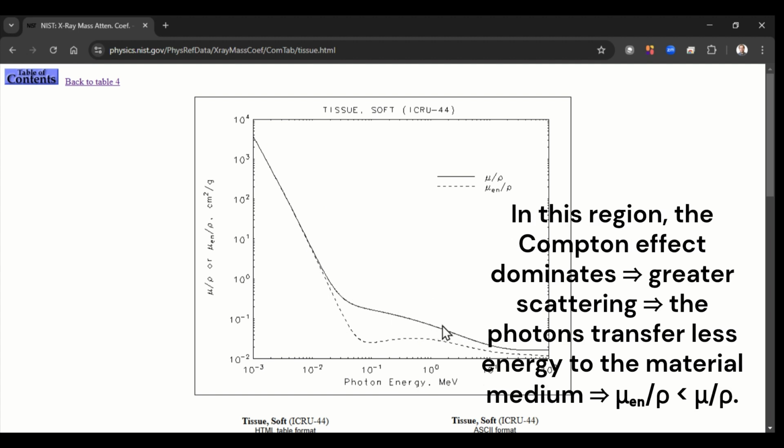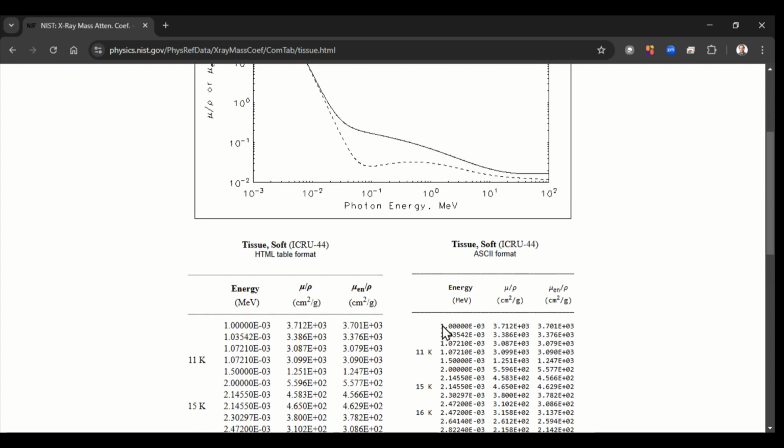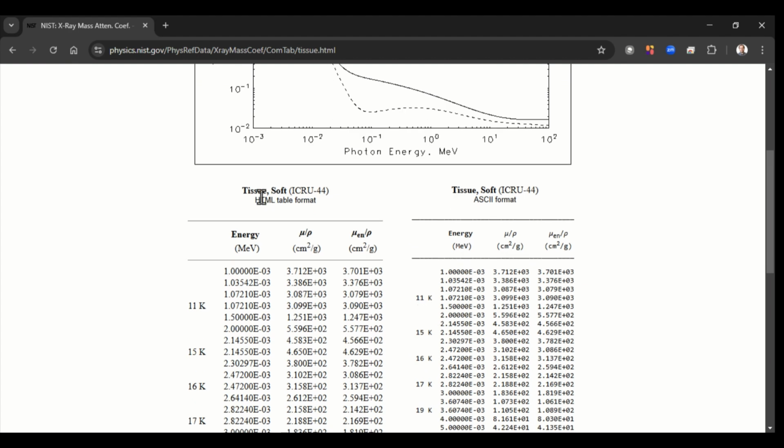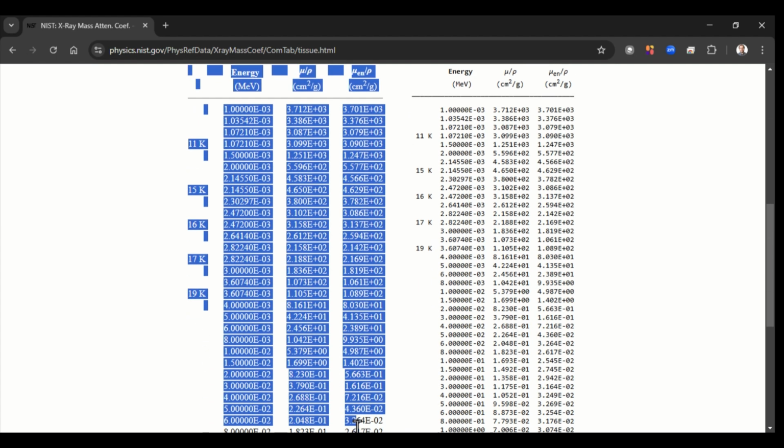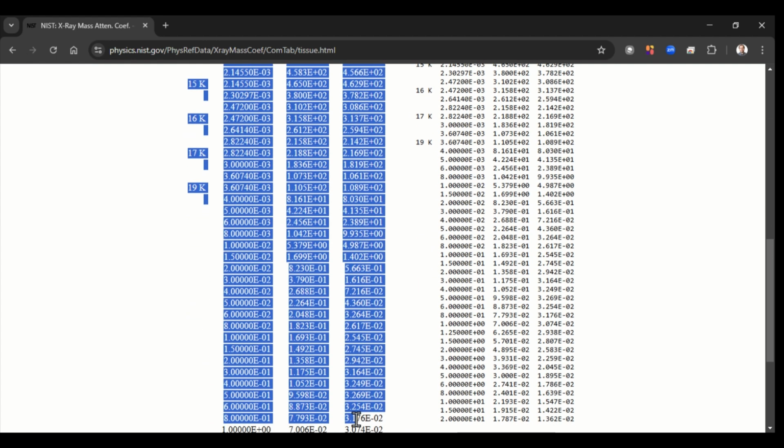In this energy region, the Compton effect dominates, leading to greater scattering. Consequently, incident photons transfer less energy to the soft tissue. Thus, the mass energy absorption coefficient is smaller than the mass attenuation coefficient. We will select this data to copy and paste it into an Excel spreadsheet.